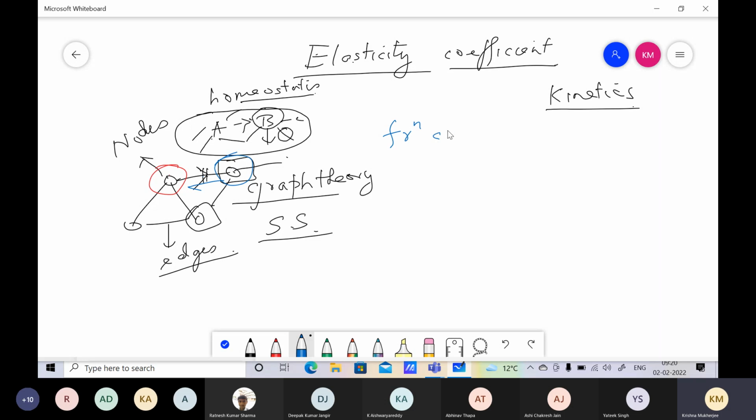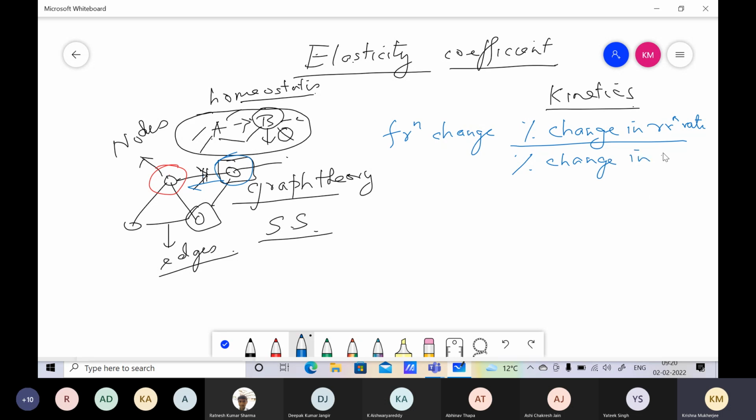What we are interested in is the fractional change, or rather I should call it the percentage change. Let us put it as simply as: percentage change in reaction rate divided by percentage change in the component of interest, in whatever you want to change, right?